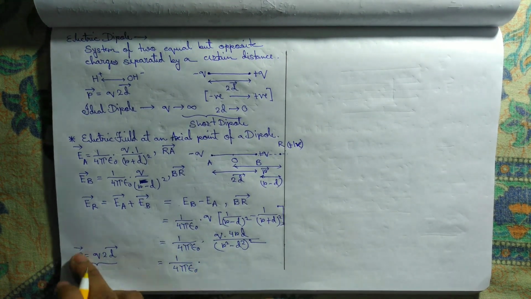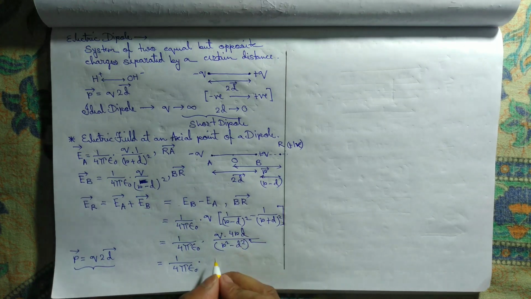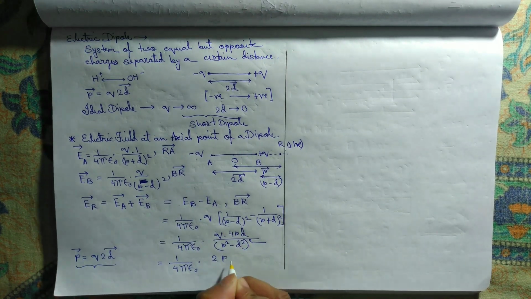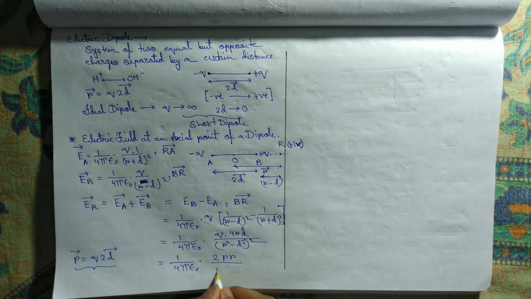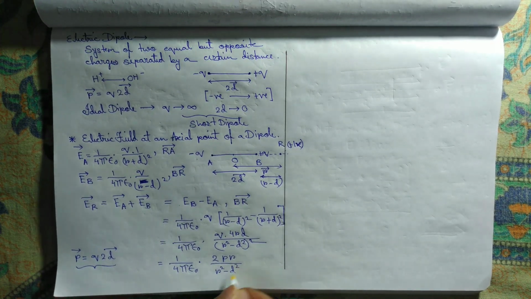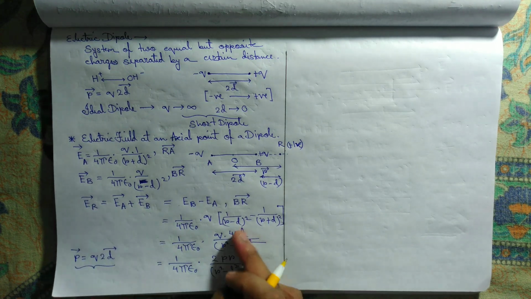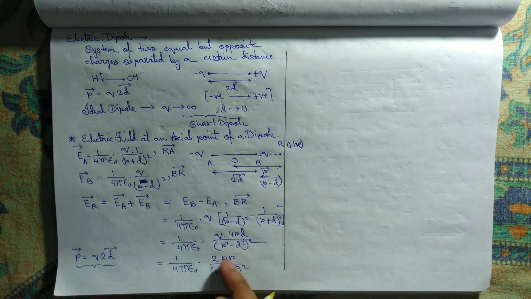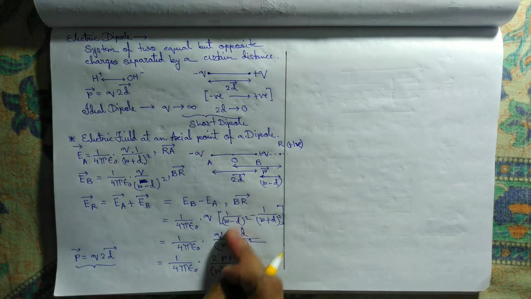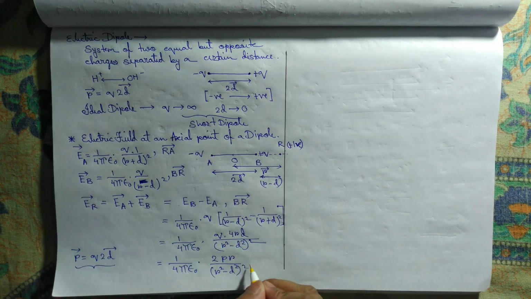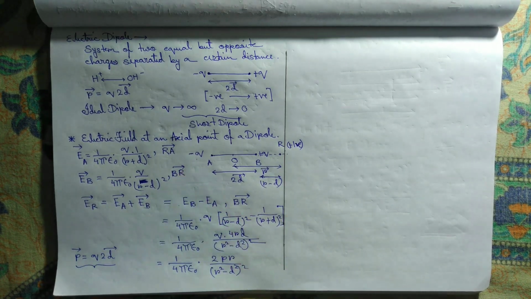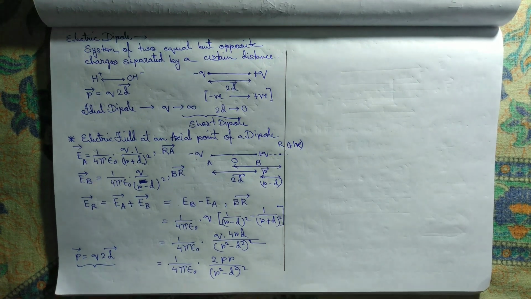If we take q into 2d, then 2r will remain. So it will be 2P r over R square minus d square whole square. Just substituting q into 2d here, it will remain with P 2r. If you put 2r, you will get that, right? And the direction will be along the dipole, so we will not consider the extra direction.